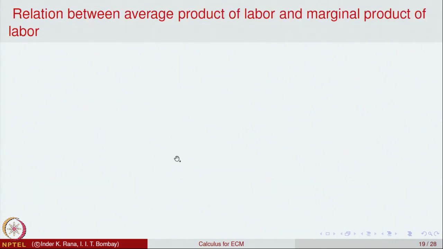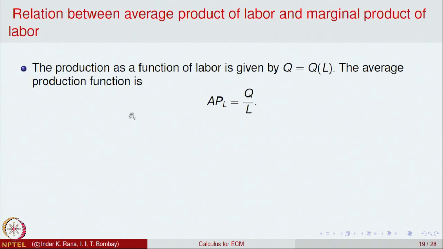One can also relate average product of labor and marginal product of labor. So, let us look at a production function of labor given by Q as a production of L. That is what we had in the previous example also. So, the average production APL will be Q by L. In this we are not looking at particular examples, we are looking at a general function and trying to find a relation between them.